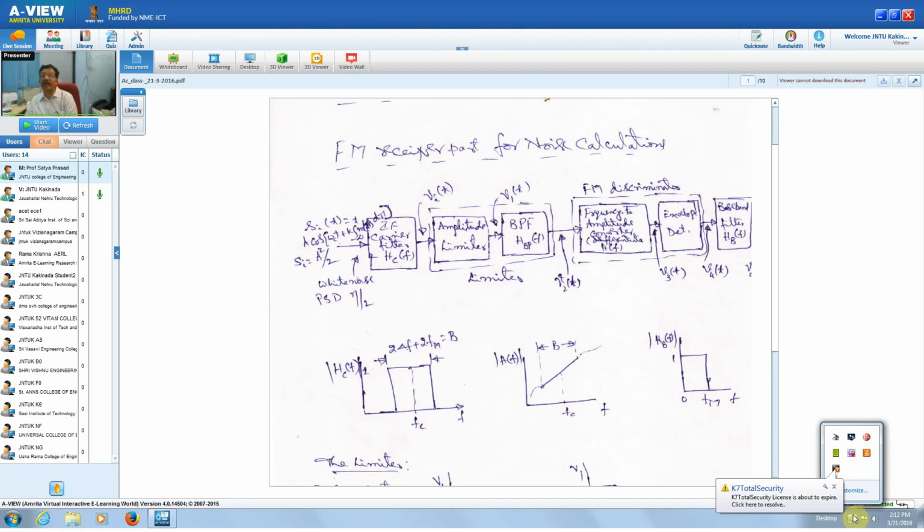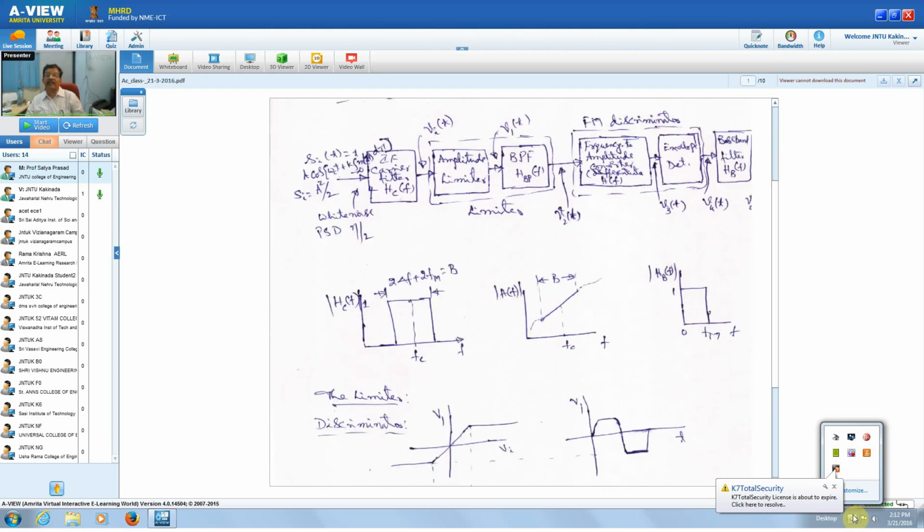Therefore, we are going to have the frequency response of your baseband filter from 0 to fm. So all the frequency components in the baseband signal are passed through this baseband filter, and we are getting the required output from this baseband filter. So this is the typical frequency modulated receiver that we are going to have, with the requirement for the calculation of the noise that we are going to have.